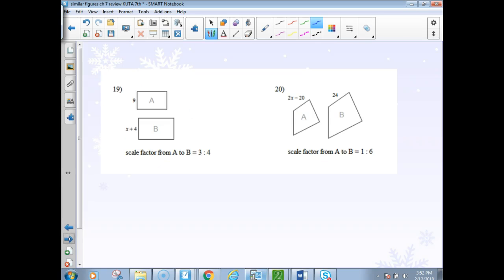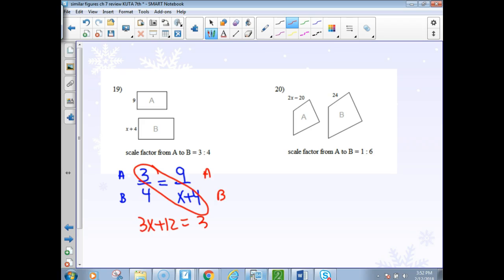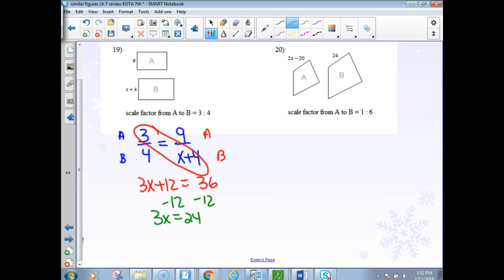Okay, we've got 2 more. 19 is saying the ratio or scale factor from A to B is 3 to 4. Okay, this was A to B. I need to start with A, with the 9, over the B, x plus 4. Multiply across. Remember, this was A to B also. So 3x plus 12 equals 36. I multiplied 3 times the x and the 4, distributing. Subtract 12. 3 times x is 24. Divide both sides by 3 and get x is 8.